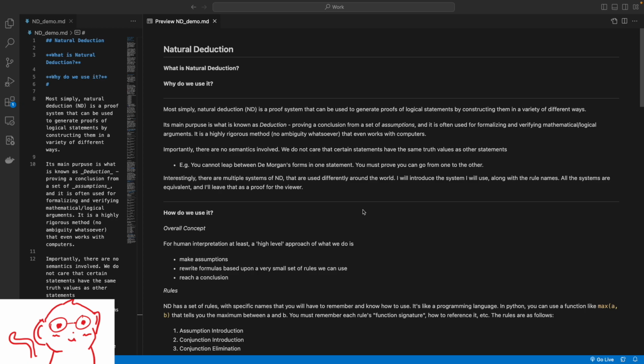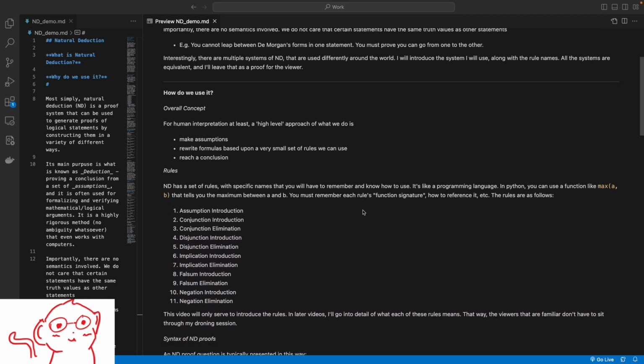And interestingly, there are multiple systems of natural deduction. They're used differently all around the world, and I'll introduce the system that I'll use, along with the rule names that I'll use. These were the ones that I was taught. However, it can be said that all the systems are equivalent, and I'll leave that as a proof for the viewer. Now, let's get into how we use it.